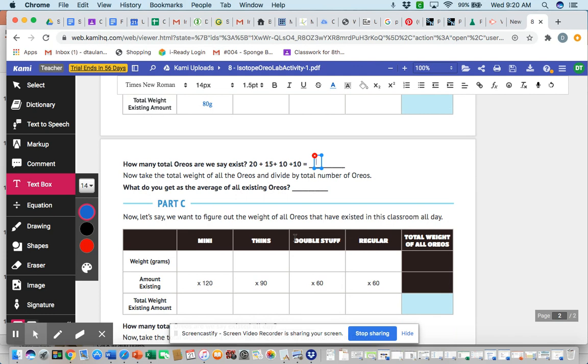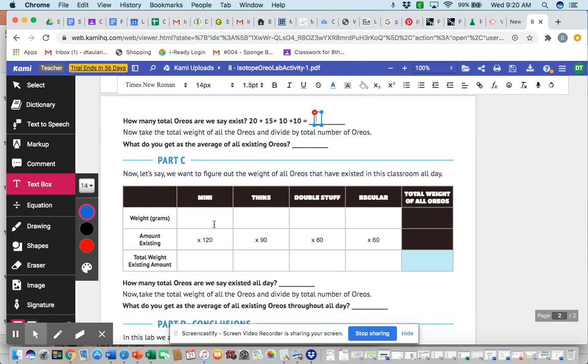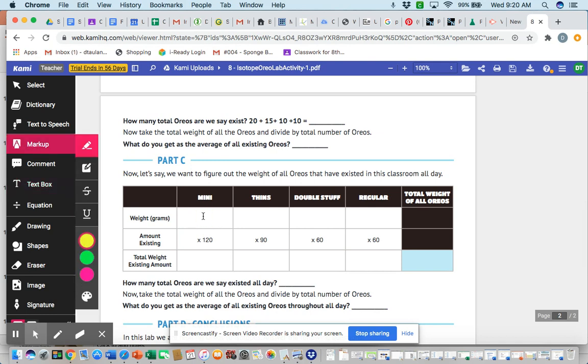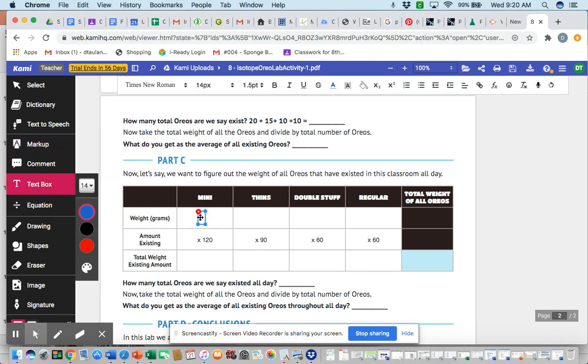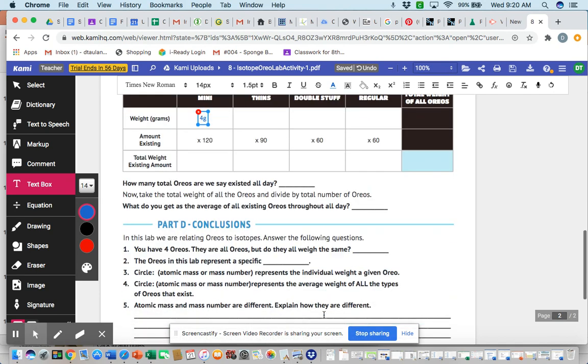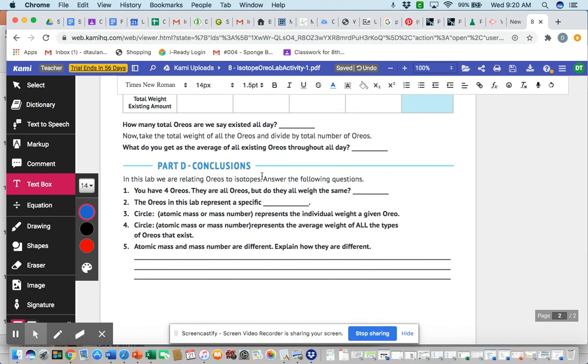Now let's say we want to figure out the weight of all the Oreos that existed in the classroom all day. So you're going to transfer your weight down and do the same thing here. I'm going to take 4 grams and multiply it by 120, and then same thing, add all these up and then do that. And then we're going to write our conclusion.